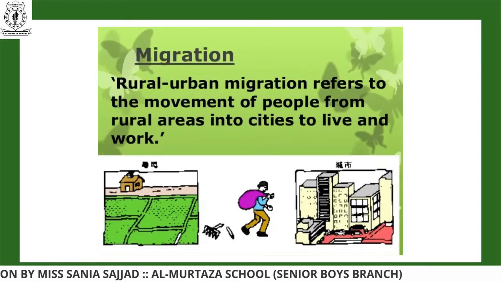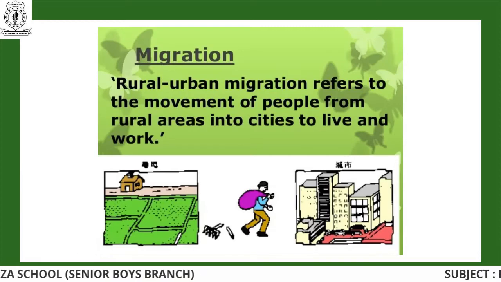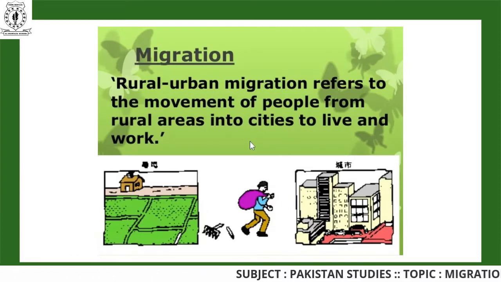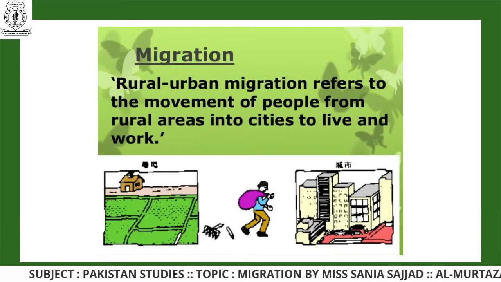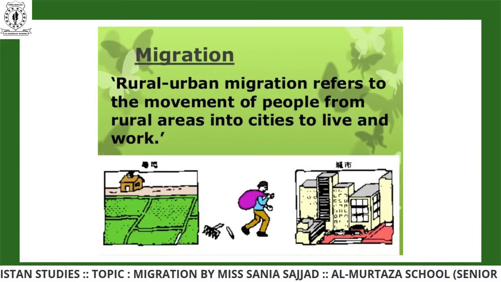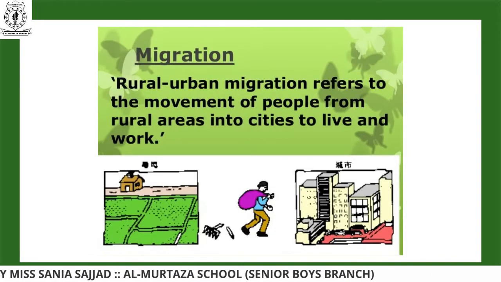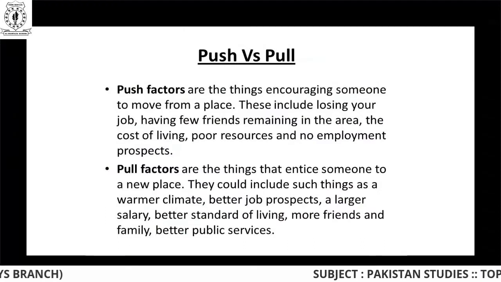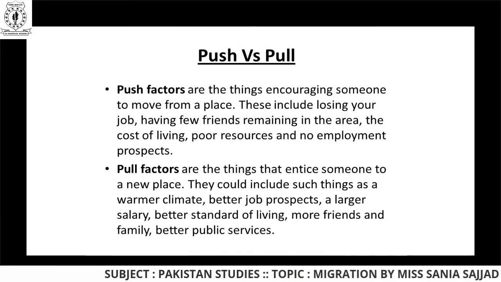Now, when I talk about migration in terms of rural and urban migration, it refers to the movement of people from rural areas into cities to live and work. Rural and urban migration basically means that you have to fulfill your family's needs, so you are migrating from one place to another in search of work and better supplies.